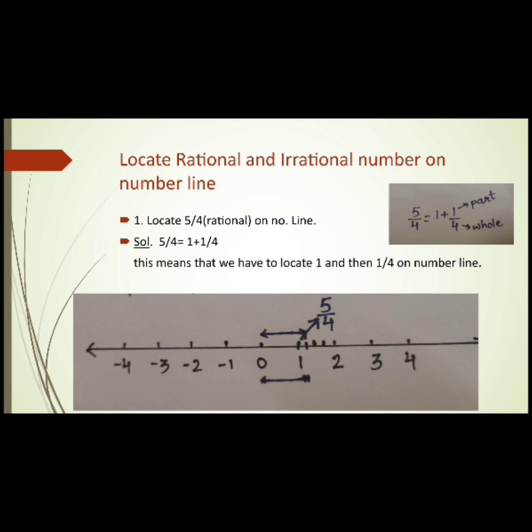You have to take 1 plus 1 by 4. So starting from 0, you go to 1 and then 1 by 4. Then that point will be 5 upon 4. I hope you can understand it from the number line as I have mentioned here, that is 0 to 1 is 1 and just the next line after 1 is 1 by 4. So 1 plus 1 by 4 is 5 by 4. So that point is 5 by 4. I hope you understand this from here.